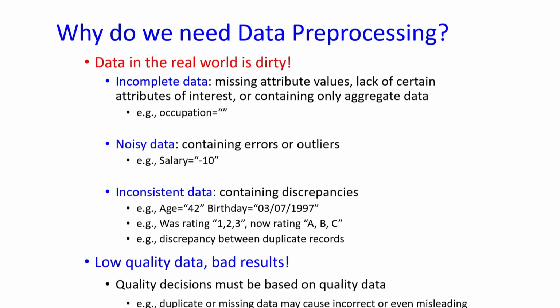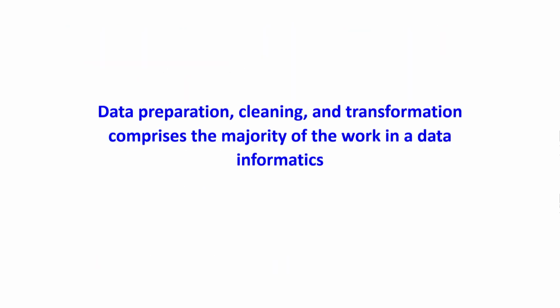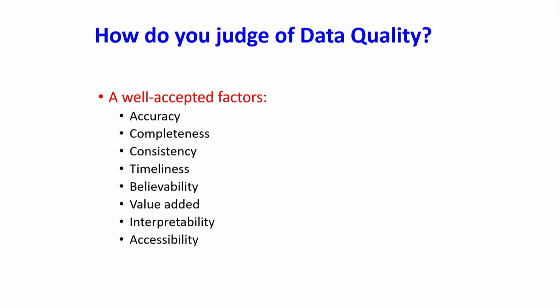Lastly, you can also have low quality data, which is very difficult to understand. Everything else is talking about quality: incomplete, noisy data, inconsistency. But low quality data will give you bad results. That means duplicates, missing data, incorrect entries can lead to a lot of problems. So, now you understand that the real data you get contains a lot of dirt, you have to remove those. So, how to do that? And this is what is important: data preparation, cleaning, transformations, these all comprise the majority of your work in data informatics. That will take a lot of time for you. So, what are the well accepted factors for good data quality? Obviously, accuracy is one of the most important factors.